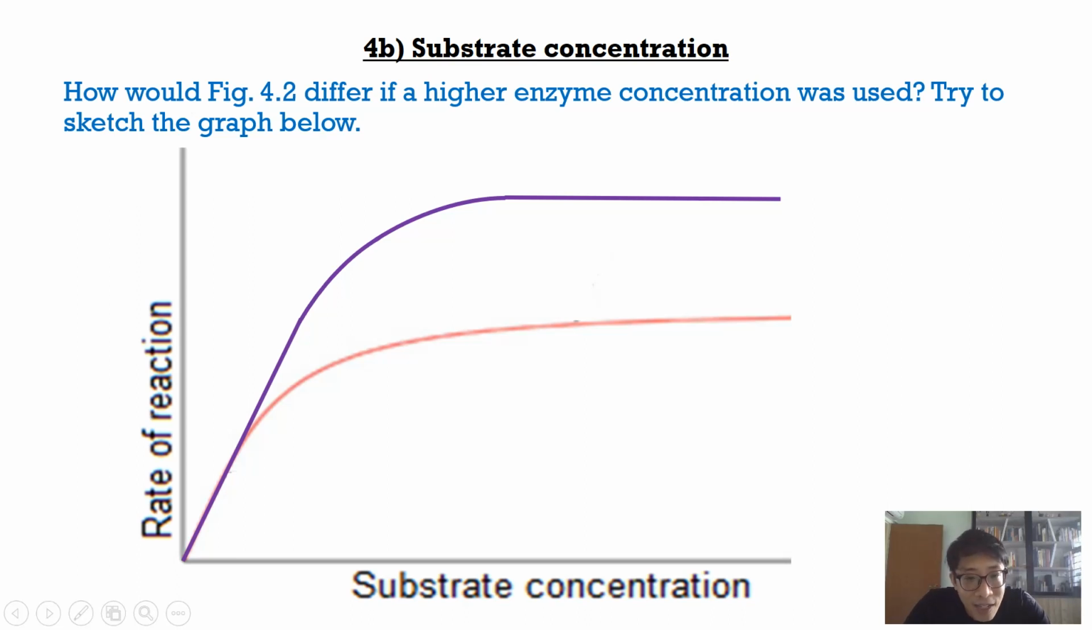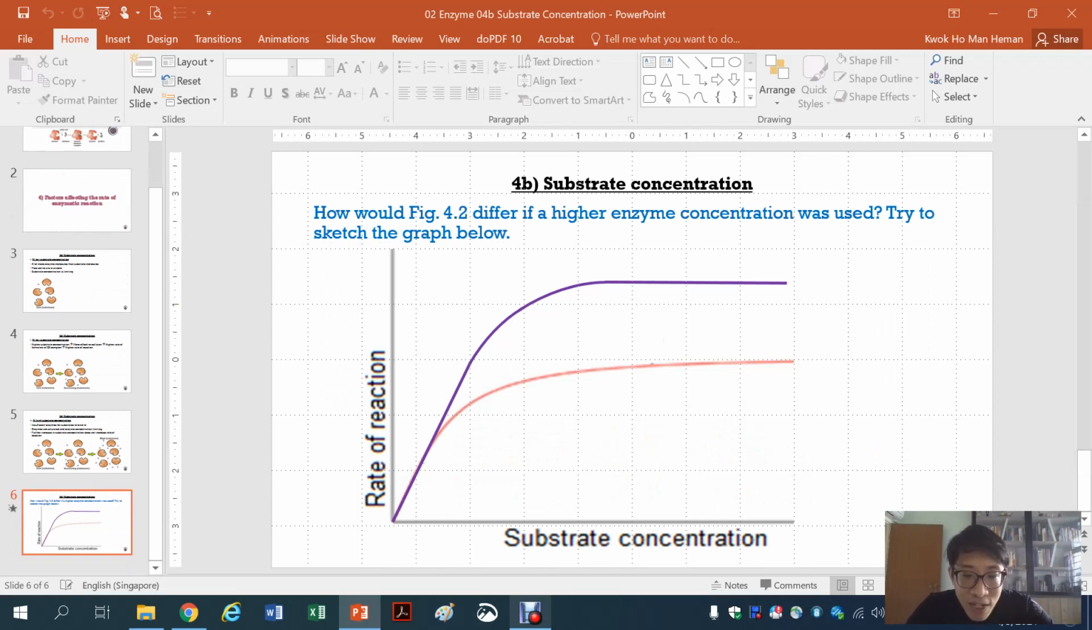But as the substrate concentration continues to increase, as the enzymes become more saturated, this is where having more enzymes would result in a higher rate of reaction. And when the substrate concentration is high, having more enzyme would increase the rate of reaction because the limiting factor is enzyme concentration at high substrate concentration. So increasing the enzyme concentration would increase the rate of reaction. So this is the curve that I have sketched. Okay, that would be substrate concentration.